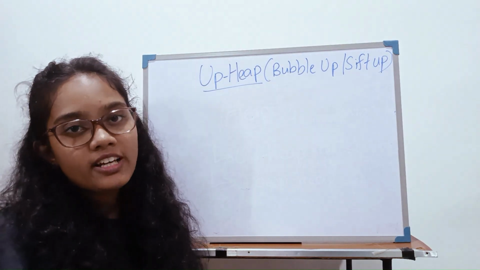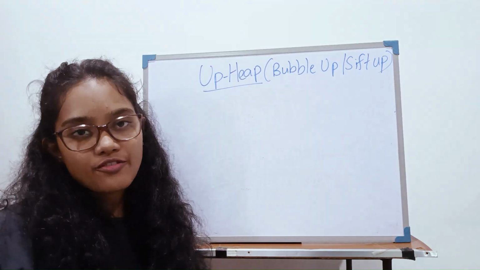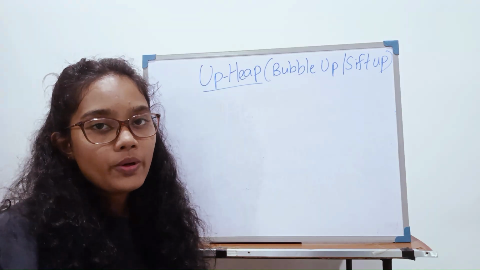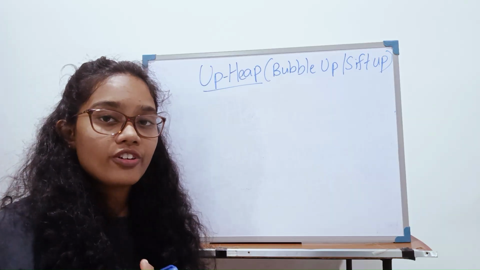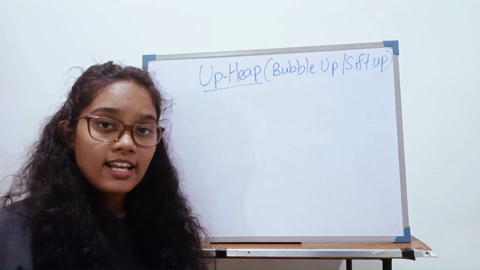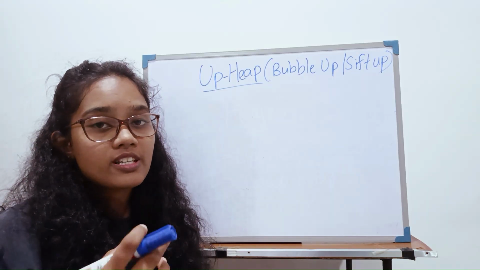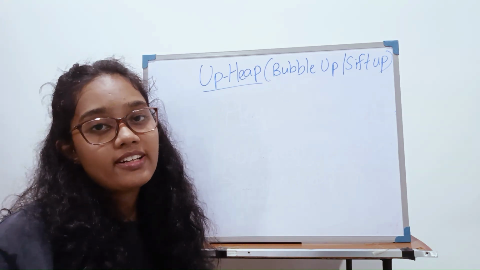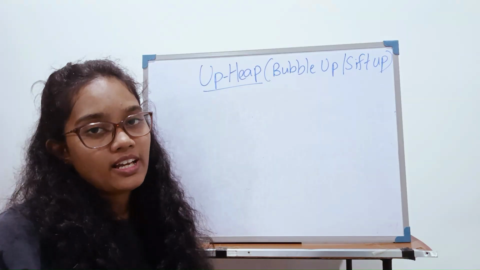Now let's look at Up-Heap, which is also called bubble up or sift up. This is used when a new element is inserted at the end of a heap array. So this newly inserted element can be greater than its parent. So this Up-Heap moves it up until the parent is greater than or equal, and it restores the heap.